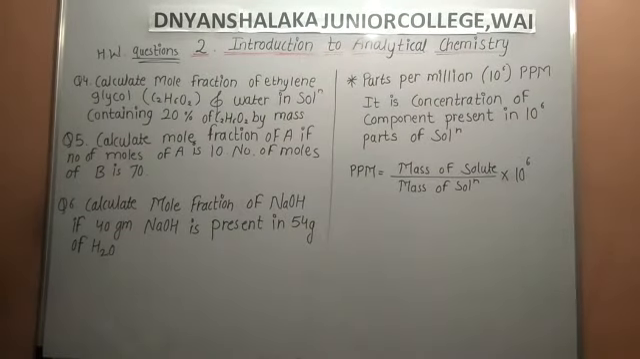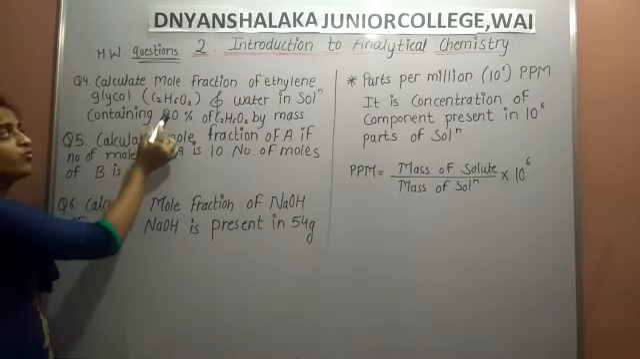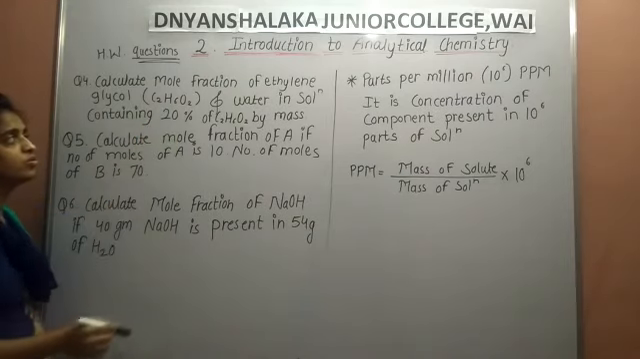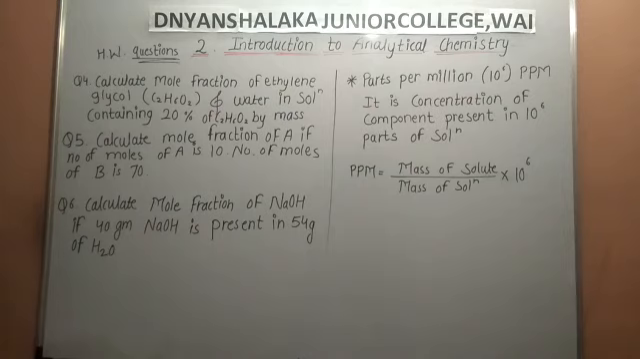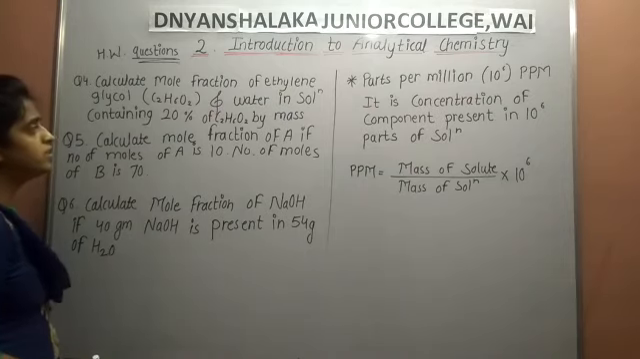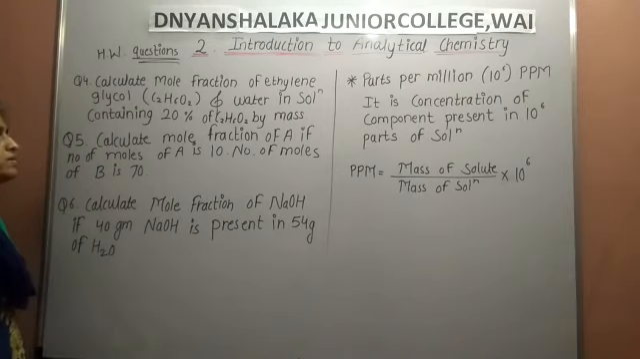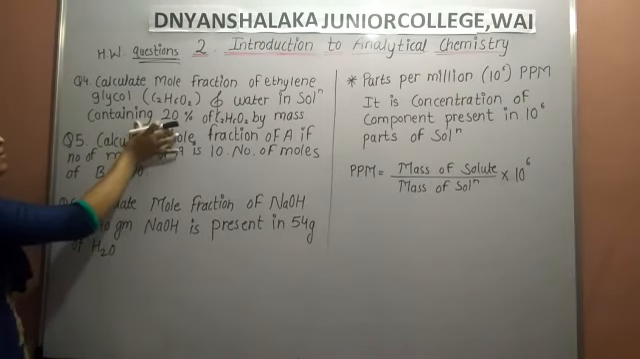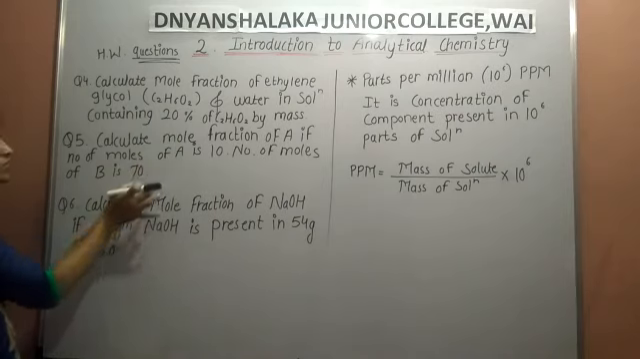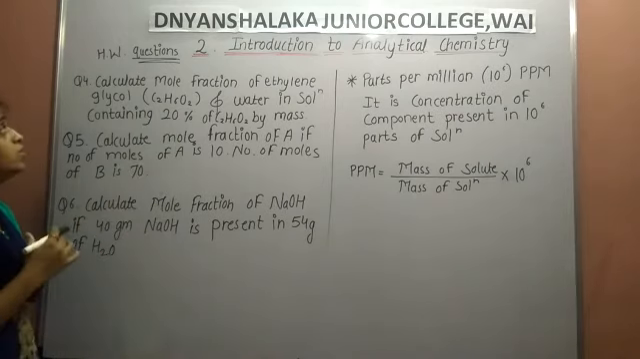So question number 4: calculate the mole fraction of ethylene glycol, whose molecular formula is given as C2H6O2, in a water solution containing 30% of ethylene glycol by mass. This example, question number 4, question number 5 and question number 6, is your homework question.